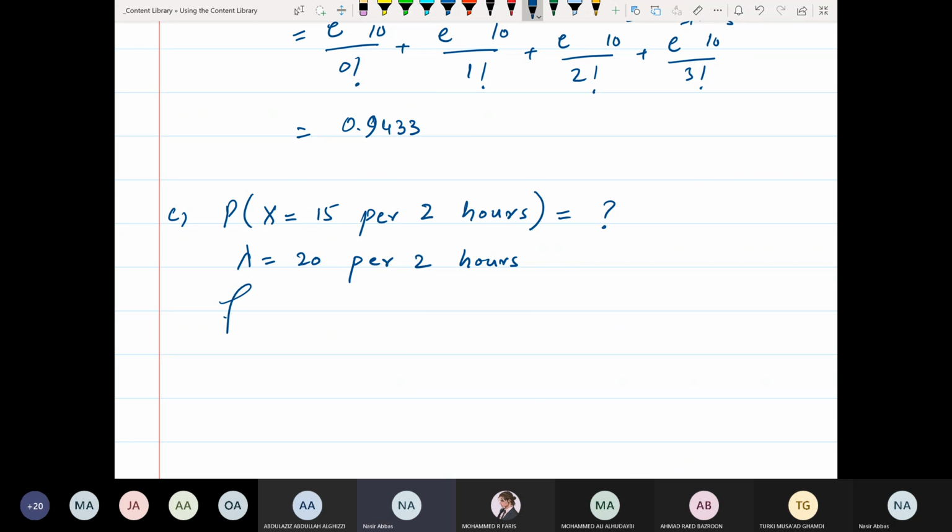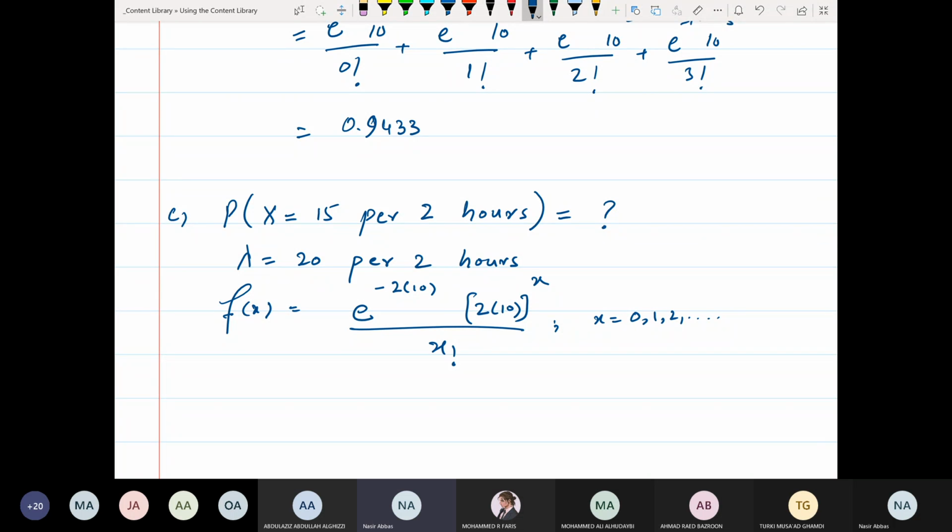And your f of x for this question will be e to the power minus 2 times 10, 2 times 10 whole to the power of x over x factorial, where x is 0, 1, 2, all the way up to infinity. So you replaced lambda by 2 times lambda.